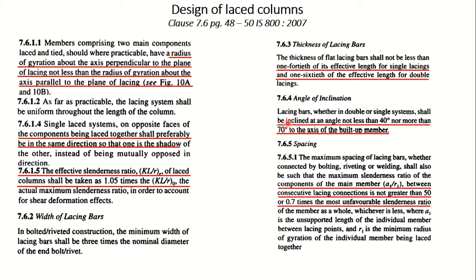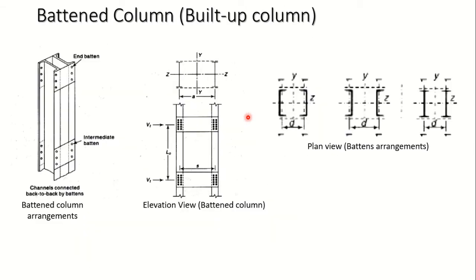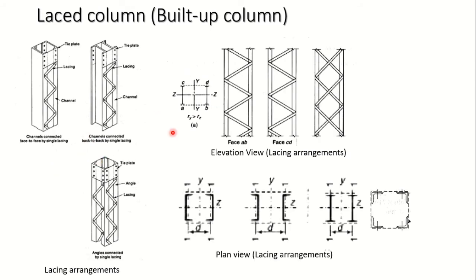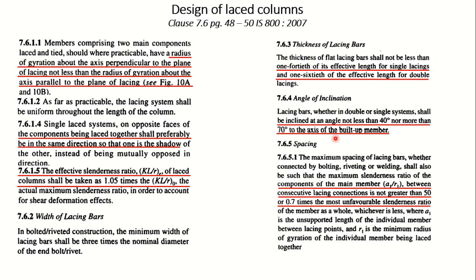Now angle of inclination. This angle of inclination that we measure will be with respect to the axis of this column. That is an axis passing through the center of this column. That will be the axis of the column, the longitudinal axis over here, which will be parallel to the length of the column. So the inclination shall be between 40 to 70 degrees, not less than 40, not more than 70 degrees, with respect to the axis of the built up member. We can provide inclination between 40 to 70 degrees whether it is a double lacing or single lacing system.